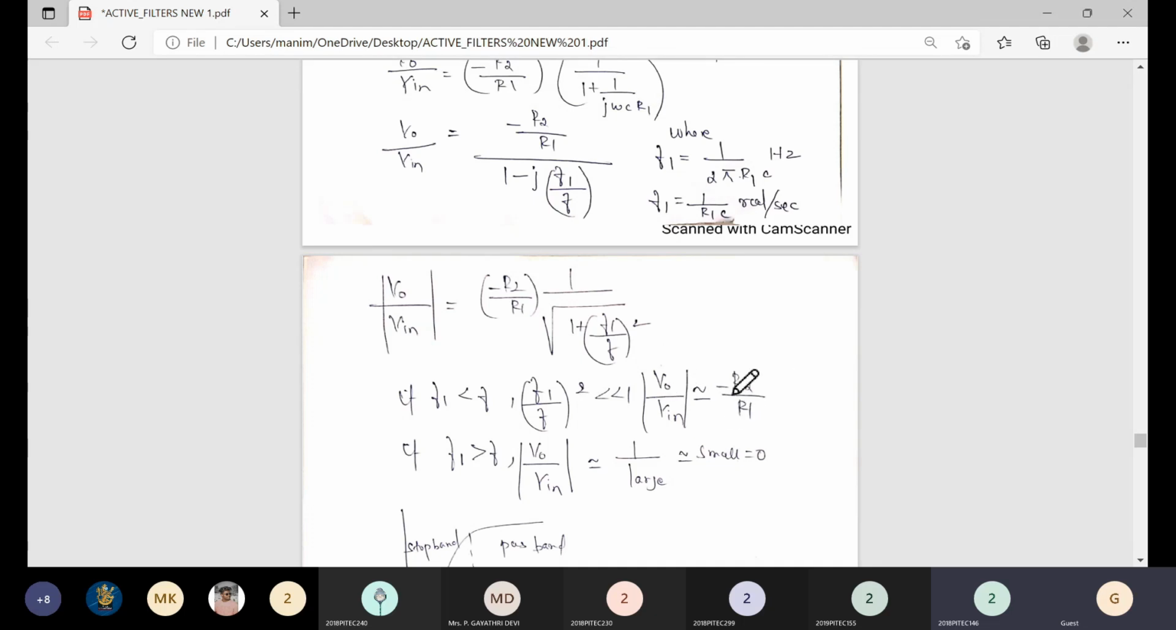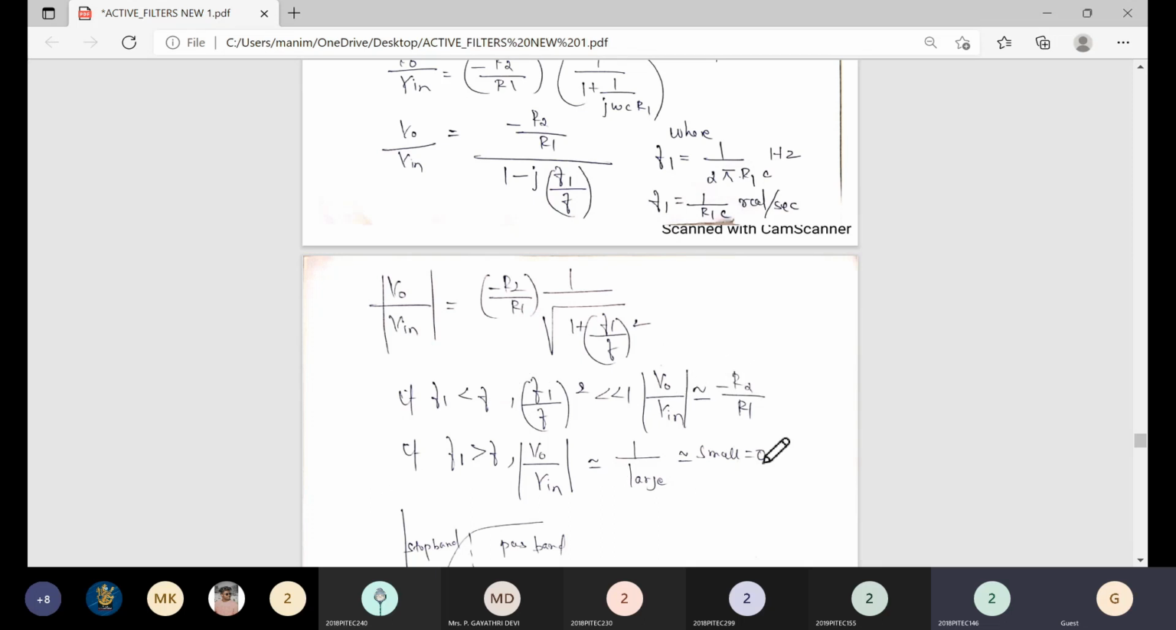So the output voltage is minus R2 divided by R1 into V in. Here the filter cutoff frequency is 1 by R1C. So this filter allows high frequencies, and only at high frequency do we have the output voltage.